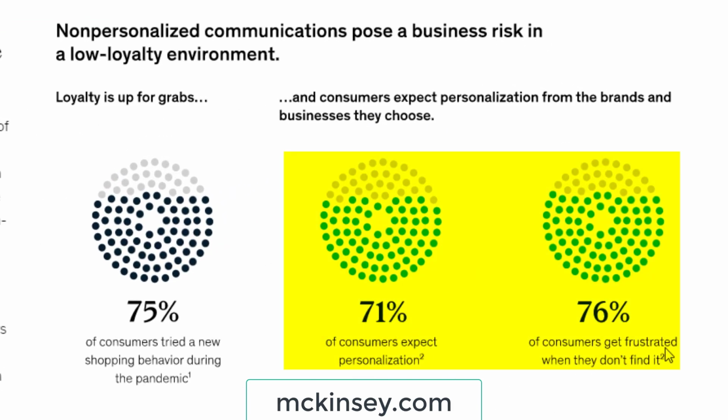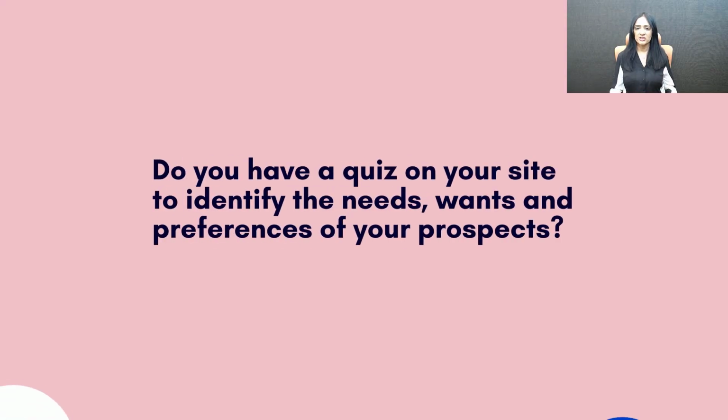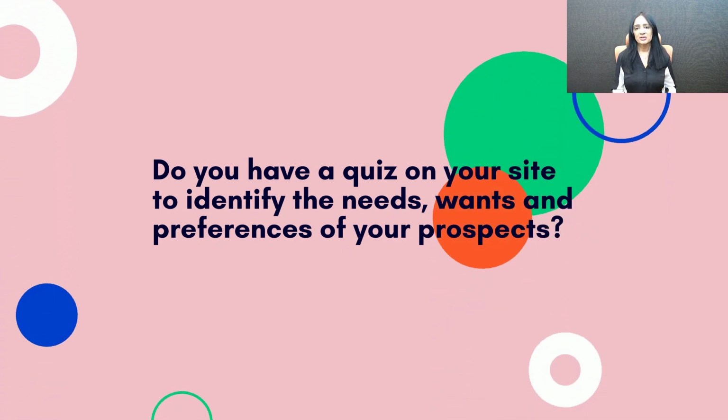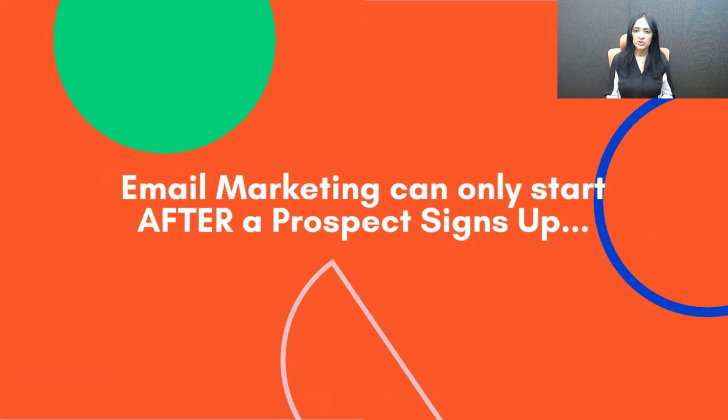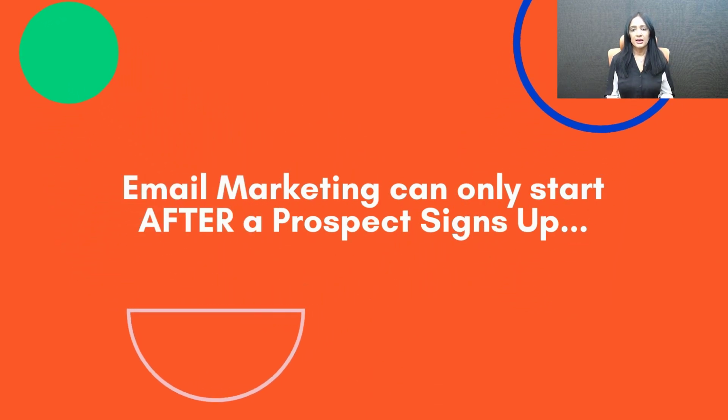So what are you doing currently to serve personalized content to the people that come to your site? Do you have a quiz on your site? And if you don't have a quiz, how are you identifying the specific needs and wants of the people that are coming to your site? How do you know what they want from the get-go? Yes, you can get them to sign up for your freebies, and then you can send them emails to let them know what you do and how you can help them. But that comes much later.